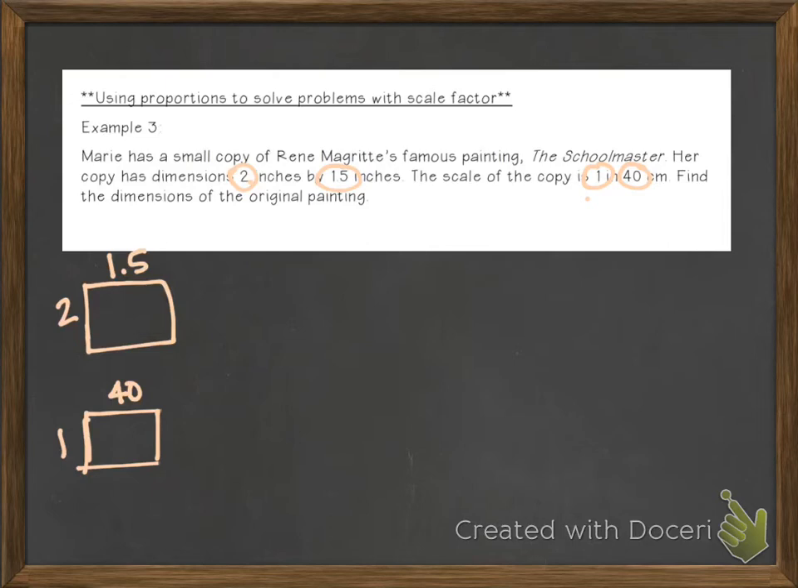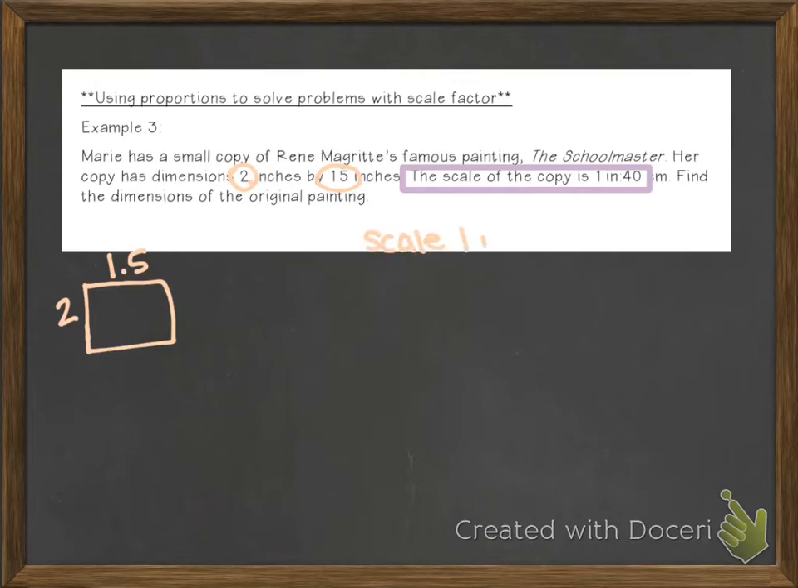So both of these are copies. I just realized that I misread this. It says the scale of the copy is 1 inch to 40 centimeters. So we need to know that the scale is 1 inch to 40 centimeters. This right here is completed in inches. So find the dimensions of the original painting. We know that we have 1 inch to 40 centimeters.